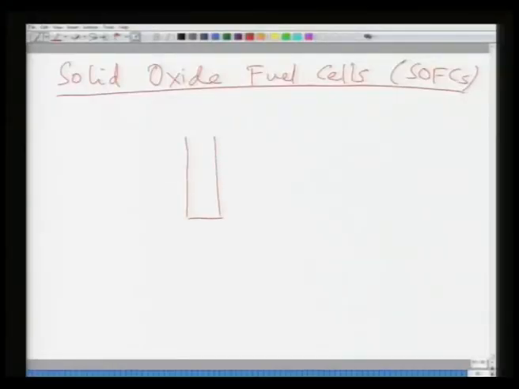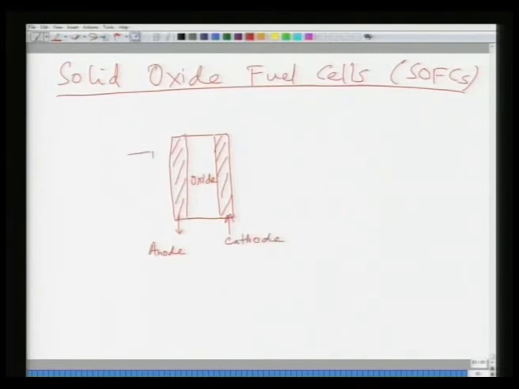What happens here is you introduce a fuel which gets oxidized and gives rise to the production of electricity. One principle of operation is that you have an electrolyte, or an oxide, let us say. On either side of this oxide you have electrodes. This is your anode, and this is your cathode.